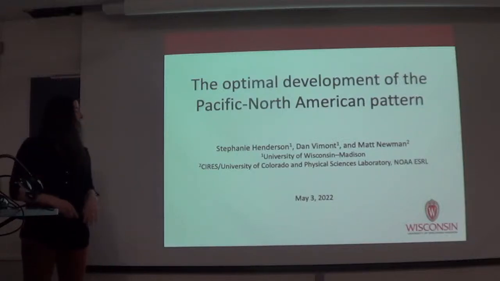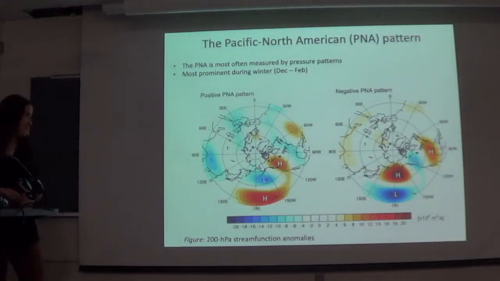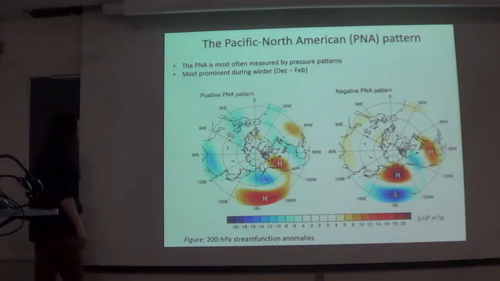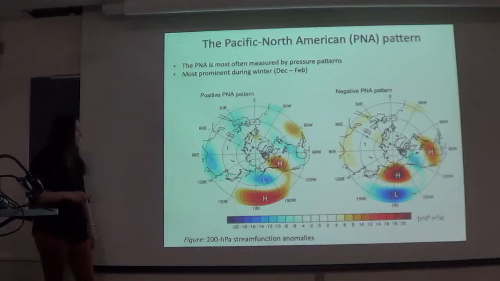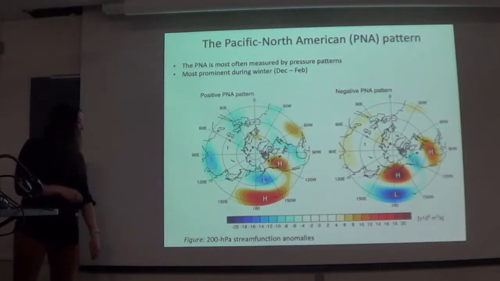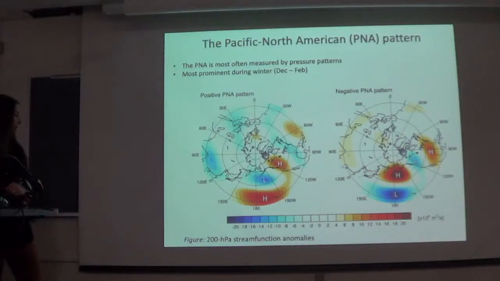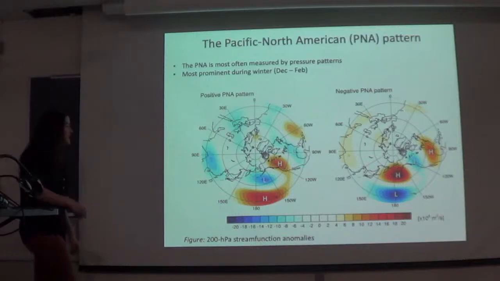But before we get into that, what is the PNA pattern? So what you see here are the two phases of the PNA. We have the positive PNA on the left and the negative PNA on the right. The color contours here are showing upper level stream function anomalies. So in red we have anticyclonic anomalies. In blue we have cyclonic anomalies.